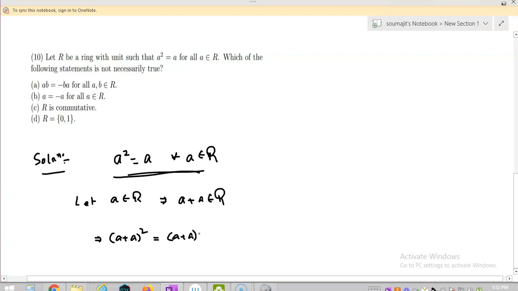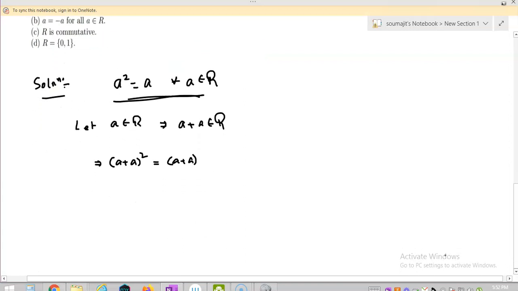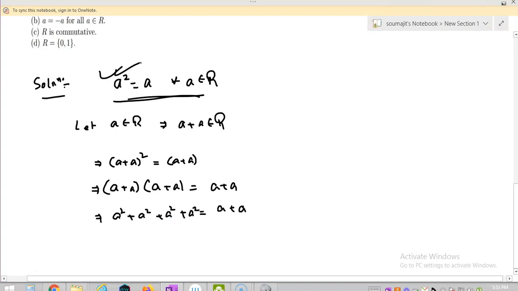So I can say (A plus A) times (A plus A) is equal to A plus A. So this is nothing but A squared plus A squared plus A squared plus A squared is equal to A plus A. Using this result, I can write A in place of A squared. So I am writing A plus A plus A plus A is equal to A plus A.